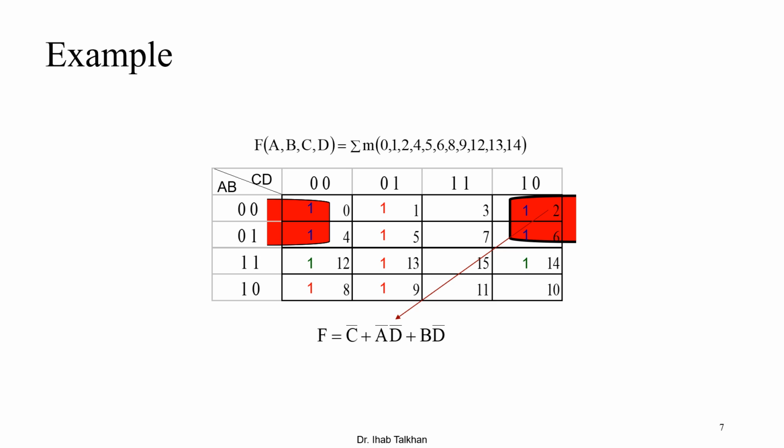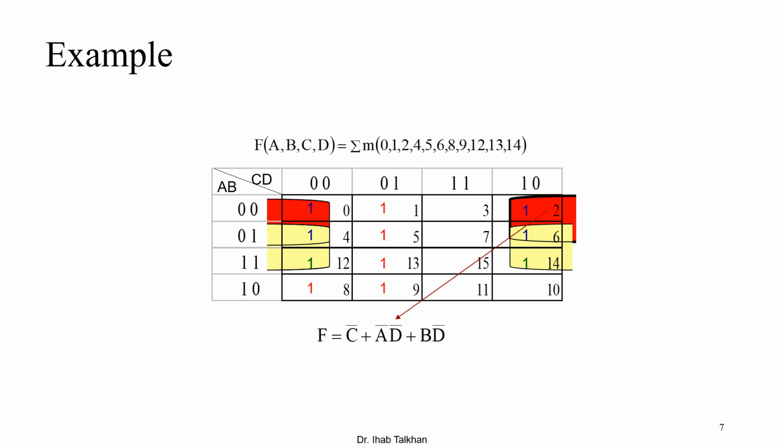We are getting the red group equal to A bar D bar, because B is changing value and C is changing value. For the second group, we said we can have an overlap. So overlap means you have here the yellow group, where you are choosing cell number 4 and cell number 6 again.